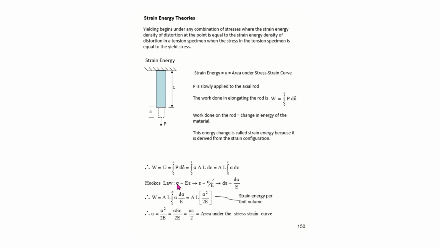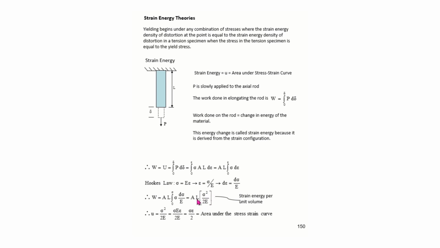Now we know Hooke's law for 1D linearly elastic is sigma equals E epsilon. So we can write the strain as sigma over E, and so d epsilon would be d sigma over E. We can make that substitution into the expression of the work, and we get that the work then is AL sigma squared over 2 times the modulus of elasticity. So U is sigma squared over 2E, where we dropped the AL term, and we're looking at the strain energy per unit volume.